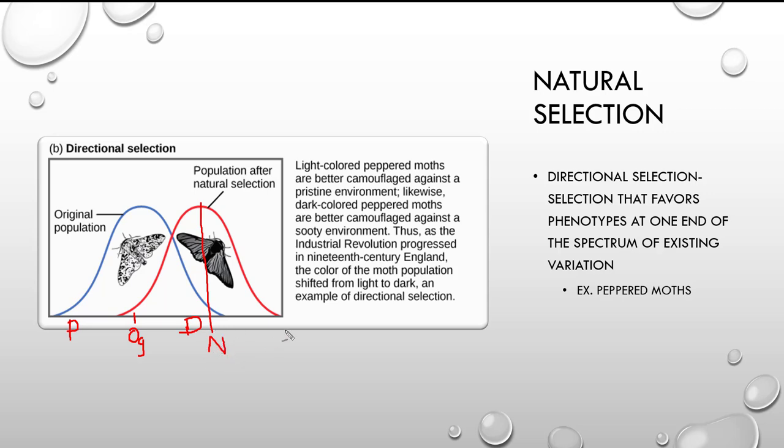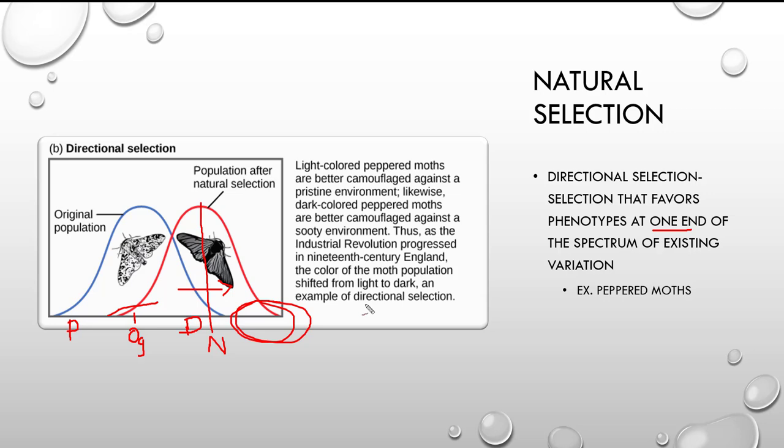So we see that there's a lot more dark colored morphs compared to light colored morphs. There's very few of the light colored morphs. Based on that, we see that it shifted in one direction. Which direction? It shifted to the right. It shifted towards the dark coloration. So it favored one end of the spectrum. It favored the dark colored morphs over the light color.